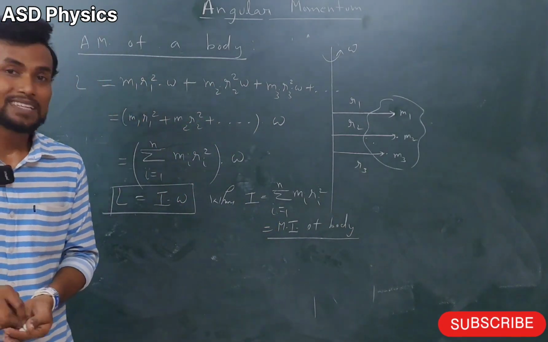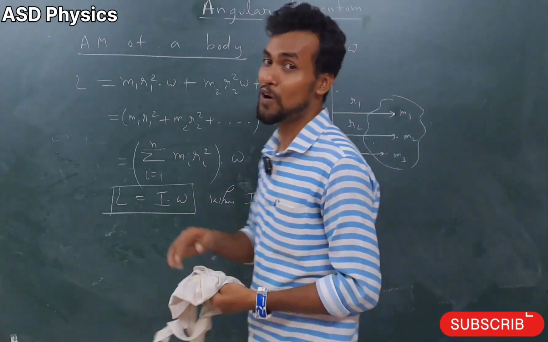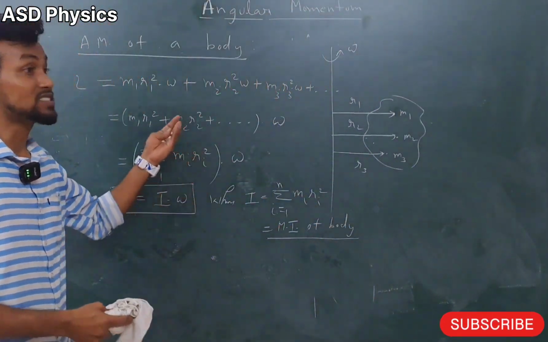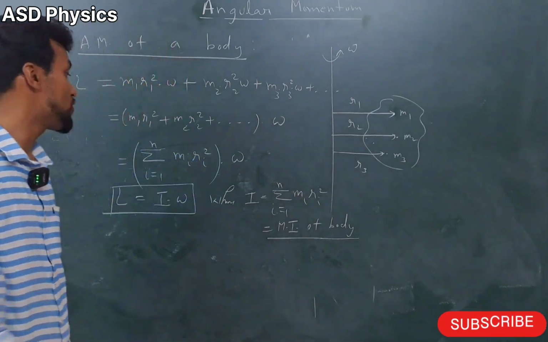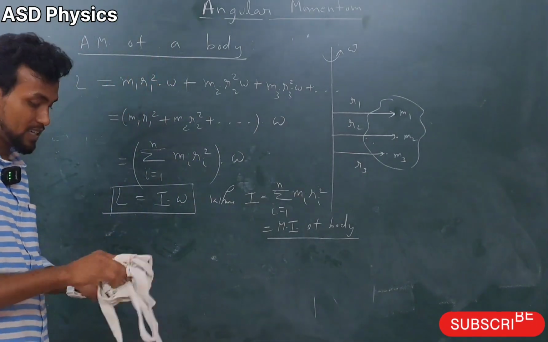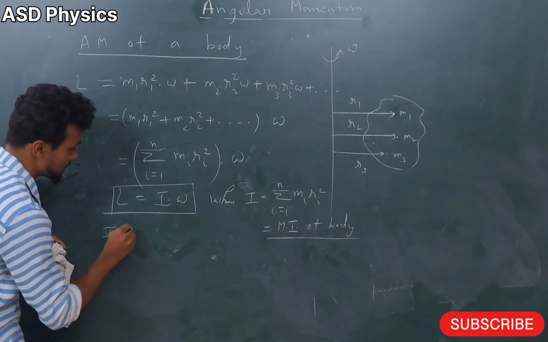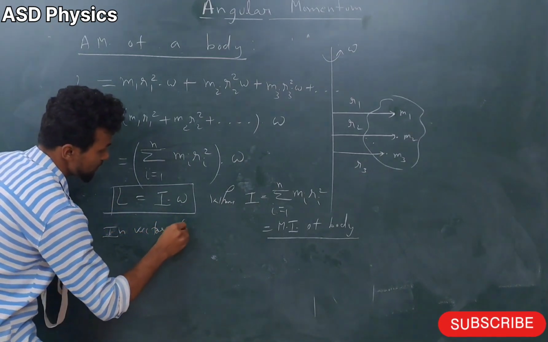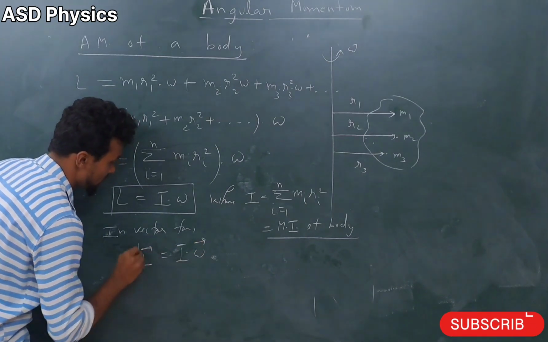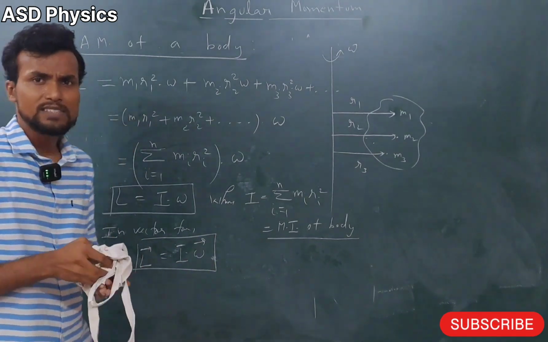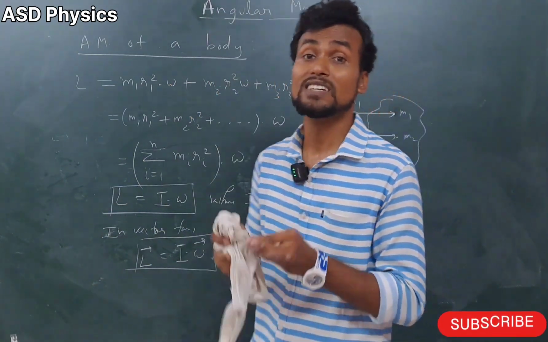Dear students, we have seen the angular momentum of a particle also, with formula L equal to r cross p. And we have seen that when the particle is moving in a circular path making an angle of 90 degrees, the formula is L equal to I omega. Even in vector form, I will write separately, in vector form this is L equal to I into omega. This is angular momentum when the angle was 90 degrees.